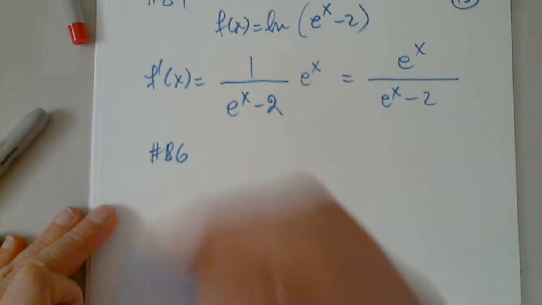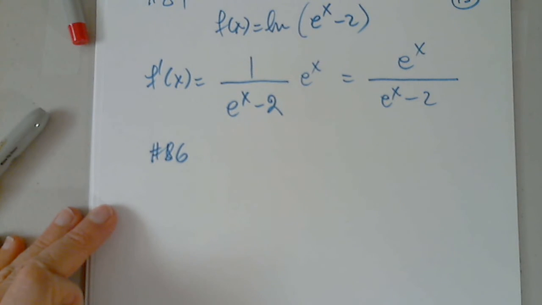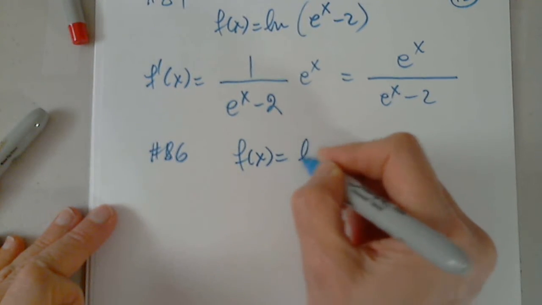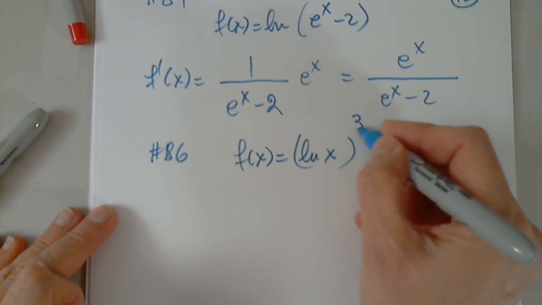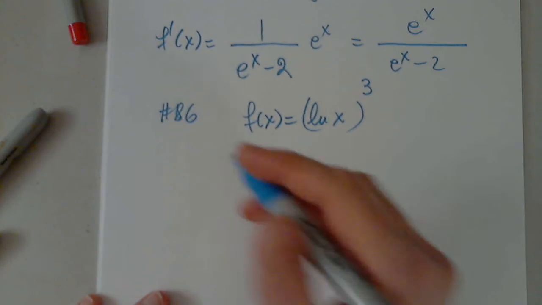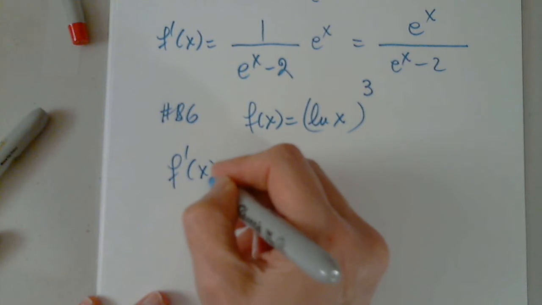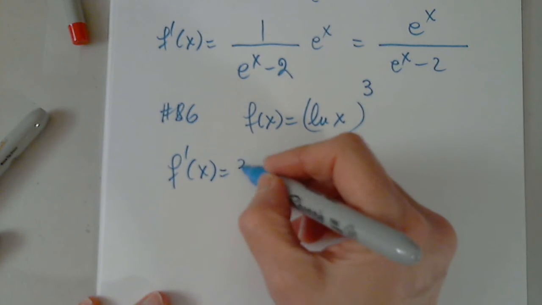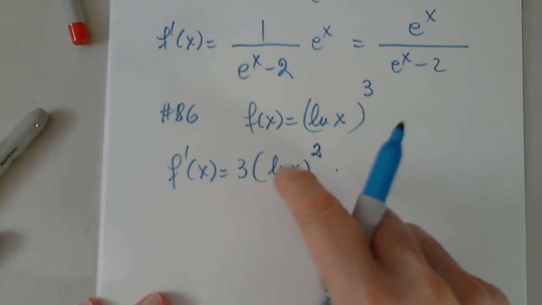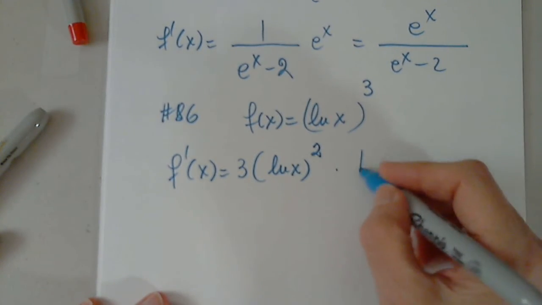86. There are so many different types. So we have f of x equals natural log x to the 3rd power. Careful now, because here we have the chain rule combined with the power rule. So f prime, I bring 3 in front. I subtract 1 from the power, and I multiply by the inner function prime.